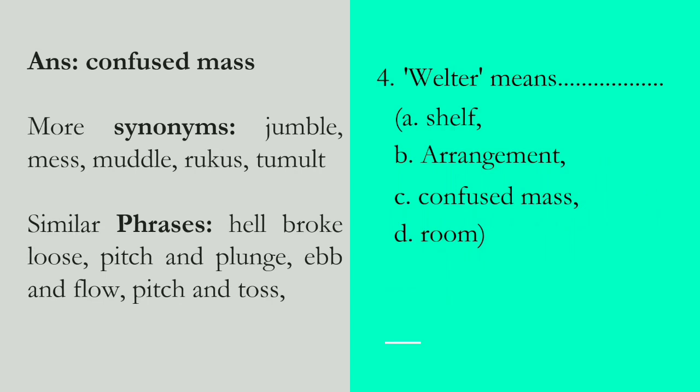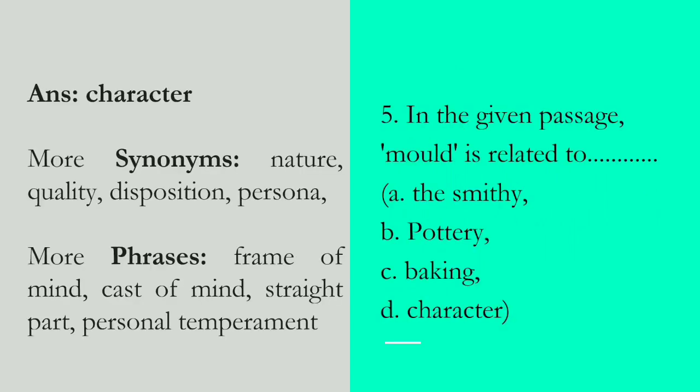And you can look into the similar phrases: hell broke loose, pitch and plunge, ebb and flow, then pitch and toss. So these are the similar phrases you can find. So welter means confused mass. Now we will move on to the fifth question. In the given passage, mould is related to the smithy, pottery, baking, character.